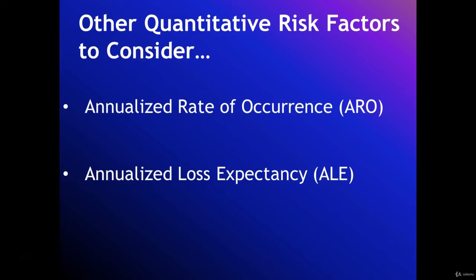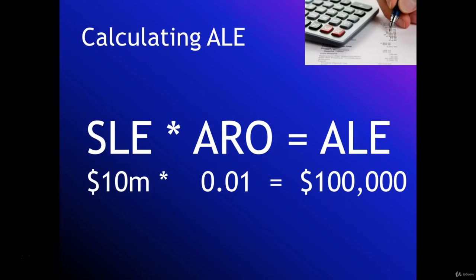The annualized loss expectancy, ALE, is the product of the annualized rate of occurrence, ARO, and the single loss expectancy. A risk analysis should incorporate both the likelihood and impact values. In this case, the impact of risk is expressed in terms of SLE, whereas the likelihood is expressed in terms of ARO. Multiplying SLE by ARO gives us an annualized loss expectancy of $100,000. This means that we should expect to lose $100,000 each year.